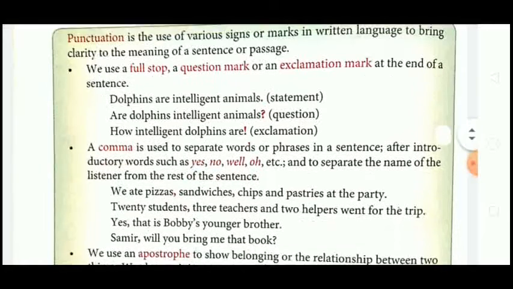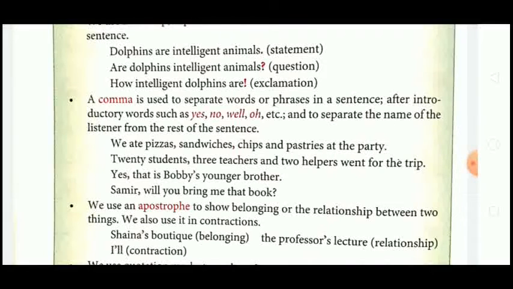Let's see some examples. We eat pizza, sandwiches, chips and pastries at the party. Here, to separate pizza, sandwiches and chips, we have used commas in between them. Second one, 20 students, 3 teachers and 2 helpers went for the trip. Here, to separate 20 students from the teachers and helpers, we have used a comma.